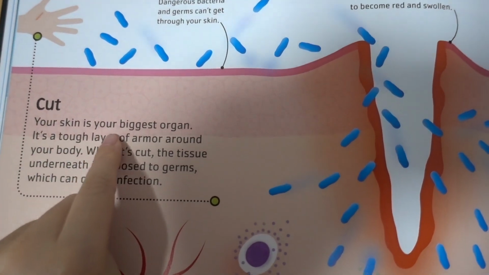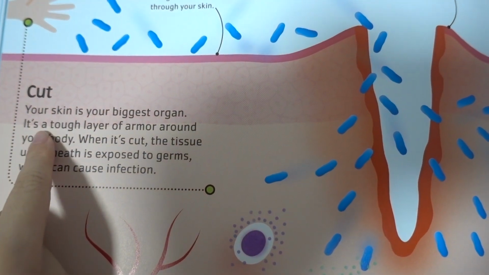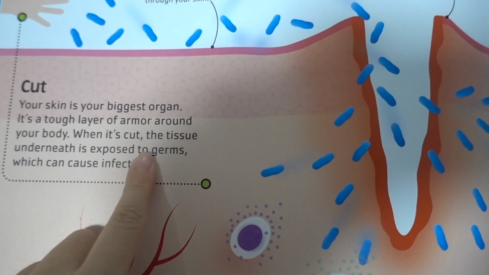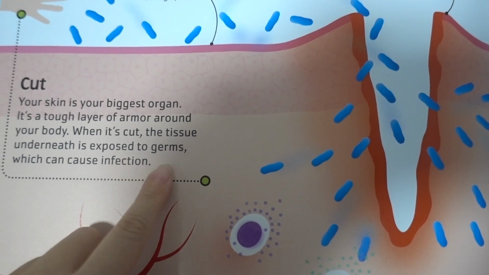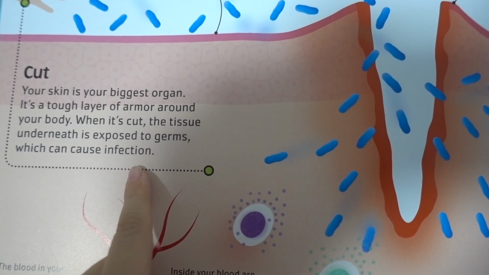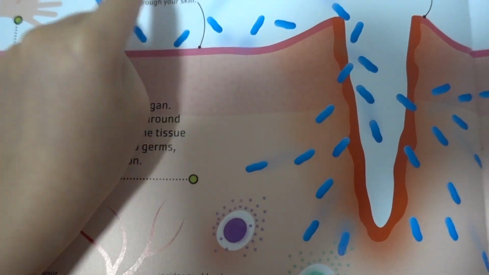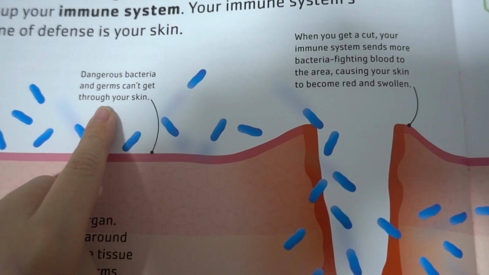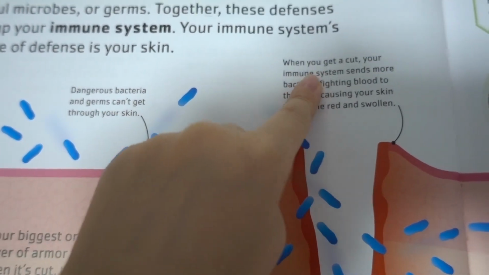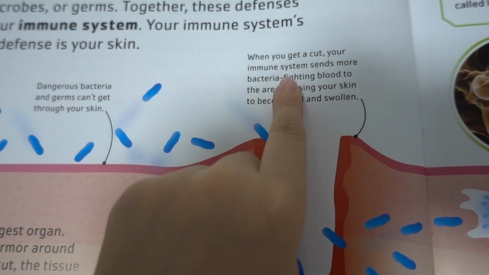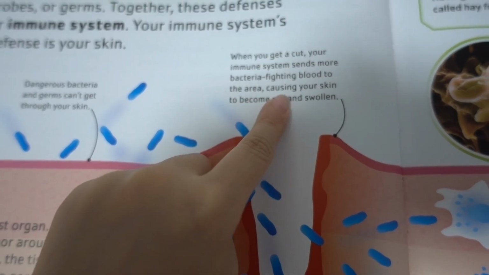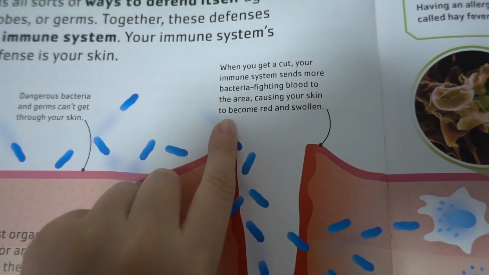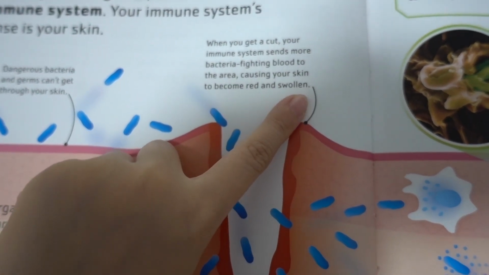Cut. Your skin is your biggest organ. It's a tough layer of armor around your body. When it's cut, the tissue underneath is exposed to germs which can cause infection. Dangerous bacteria and germs can't get through your skin. When you get a cut, your immune system sends more bacteria-fighting blood to the area, causing your skin to become red and swollen.